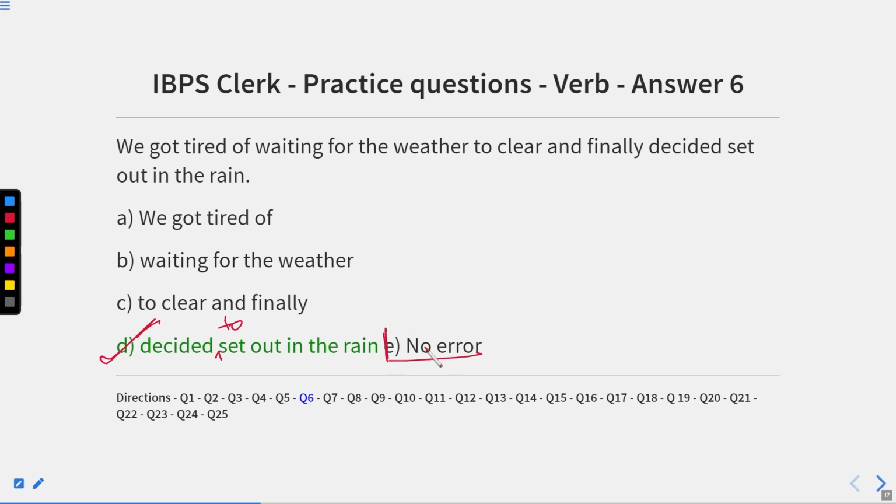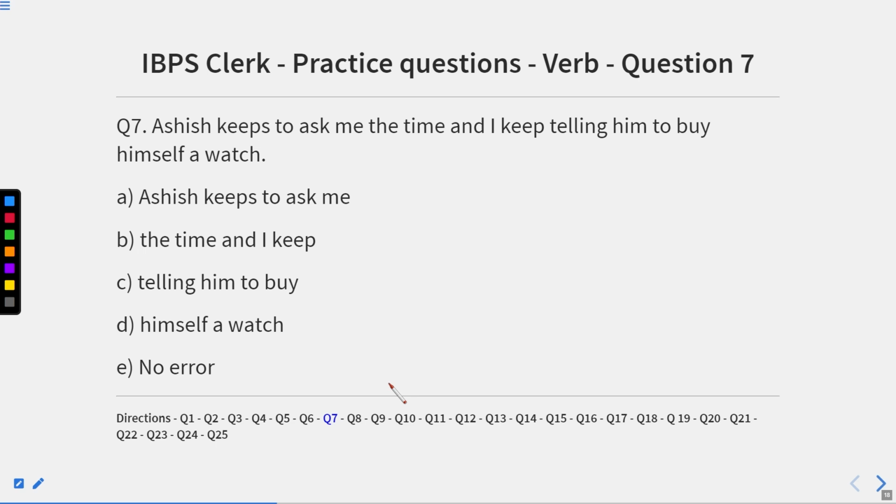So this is another part. Now let us move to the next one. Ashish keeps to ask me the time and I keep telling him to buy himself a watch. So here it is written, Ashish keeps to ask.